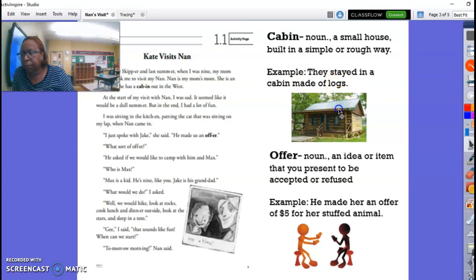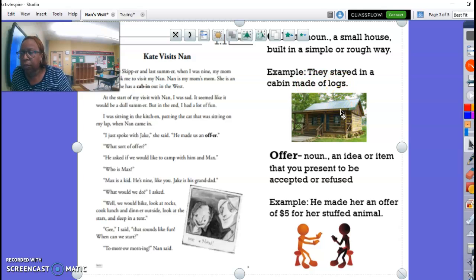So you see the cabin? Let's see if I can make it a little bigger. No, I can't. But it's made out of logs. So our other word that we're going to use in the story is offer, which is also a noun, an idea or item that you present to be accepted or refused. So, example, he made her an offer of $5 for her stuffed animal. So it's like if you're at lunch and somebody will be like, oh, if you give me your candy, I'll give you my chips. That's an offer. And you could either accept it or deny it. You can say yes or you can say no. So those are our 2 words that are in our story.